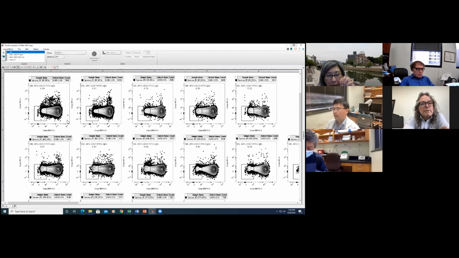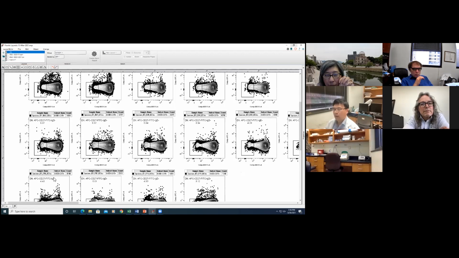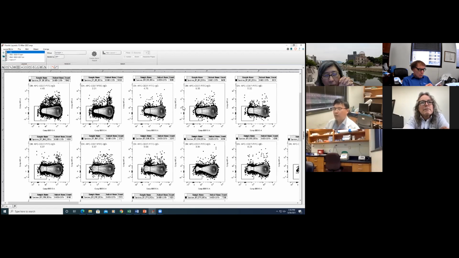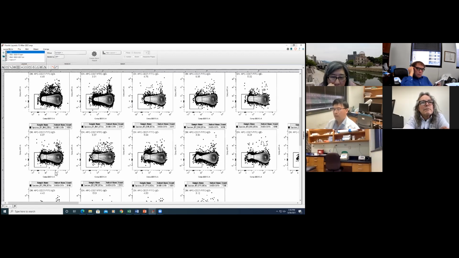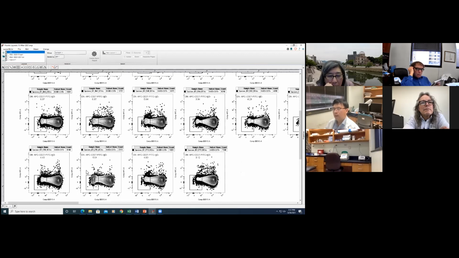Here, first I show the double negative population. The top is B6, the middle is BSG2, and the bottom is knockout. Here the mouse was just injected with PBS. The double negative population is pretty low. I think there is no difference. Yeah, no, this is not right. This mouse is sick, so I need to get rid of the mouse. But this is 1 week before I sacrificed the mice.